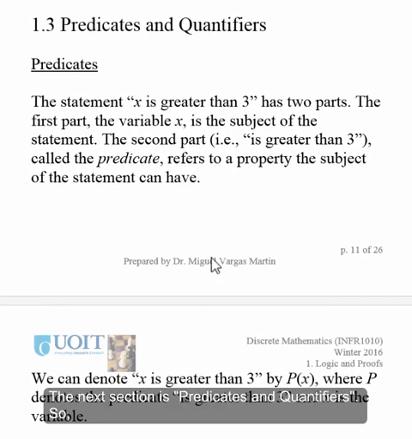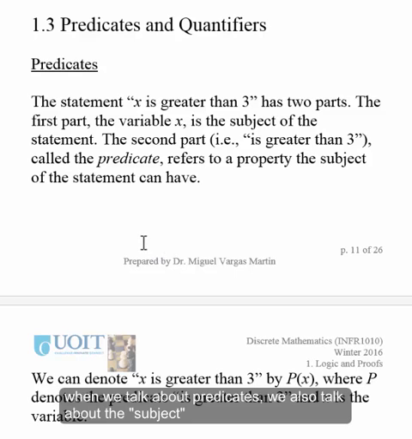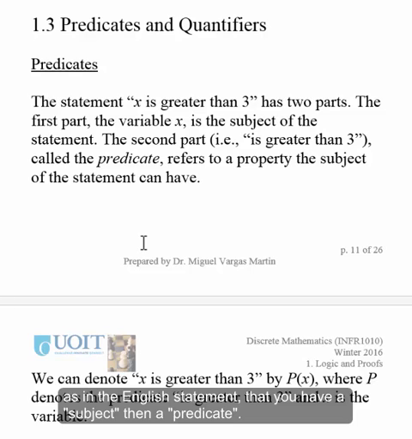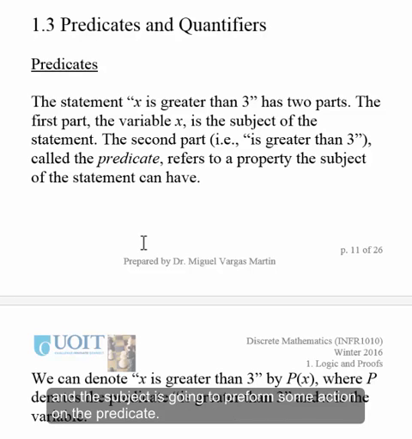The next section is predicates and quantifiers. When we talk about predicates, we also talk about the subject. As in an English statement, you have a subject and a predicate, and the subject is going to perform some action on the predicate. In this example, we have x is greater than 3. It has two parts: x is the subject, and greater than 3 is the predicate.